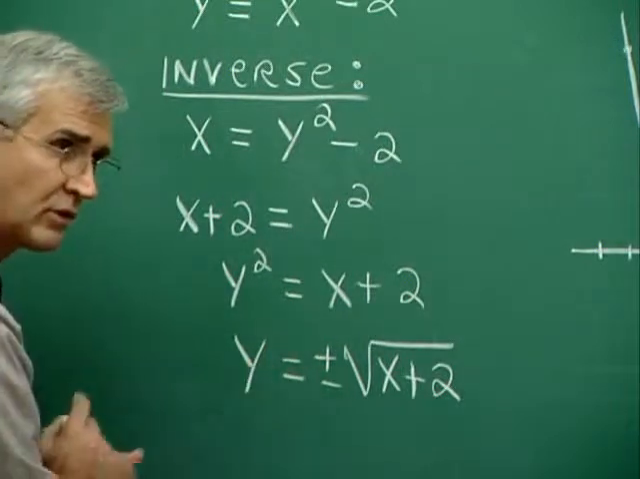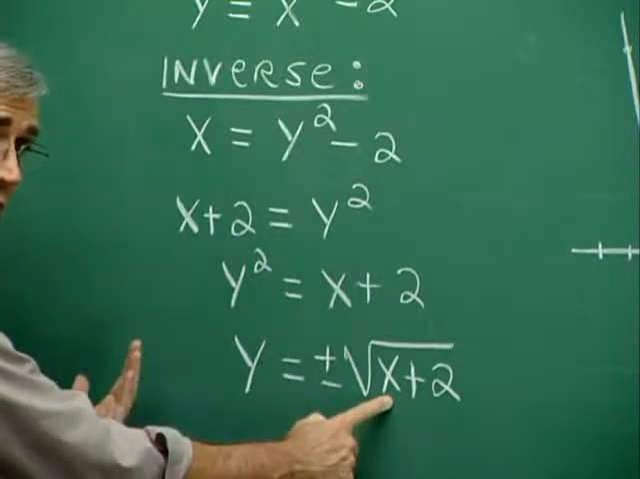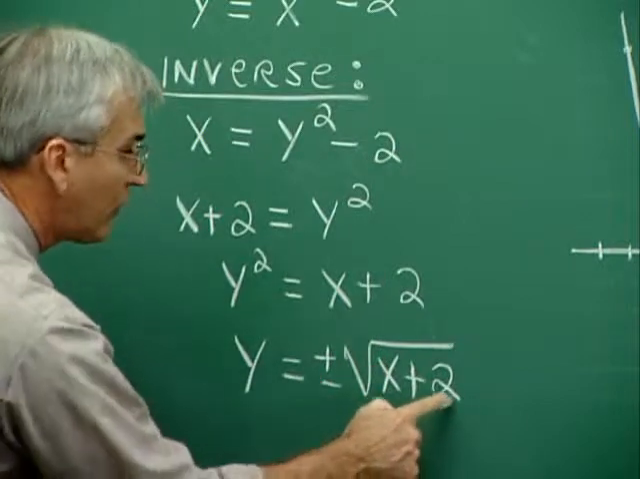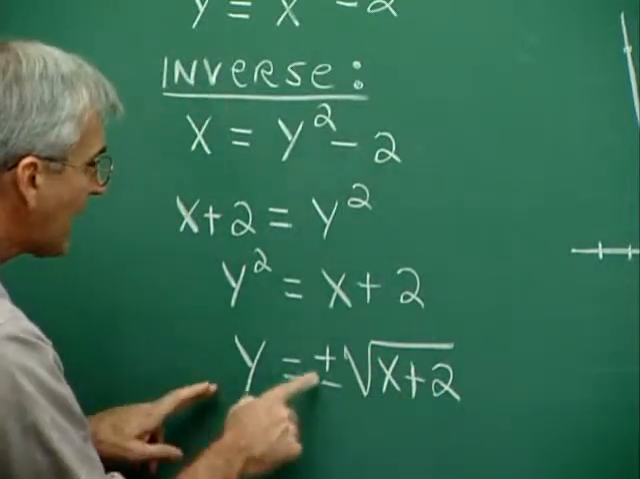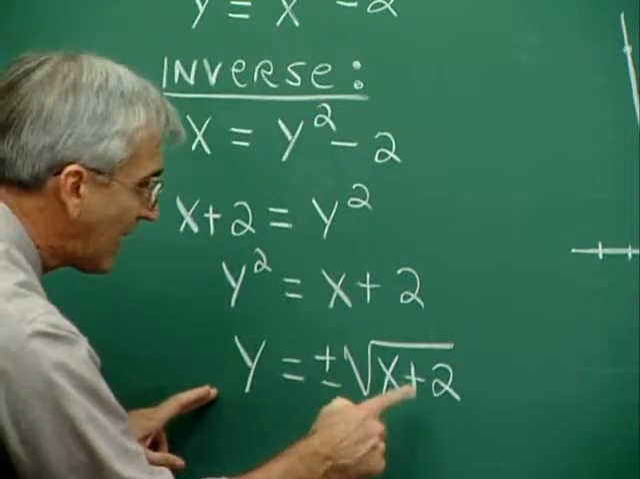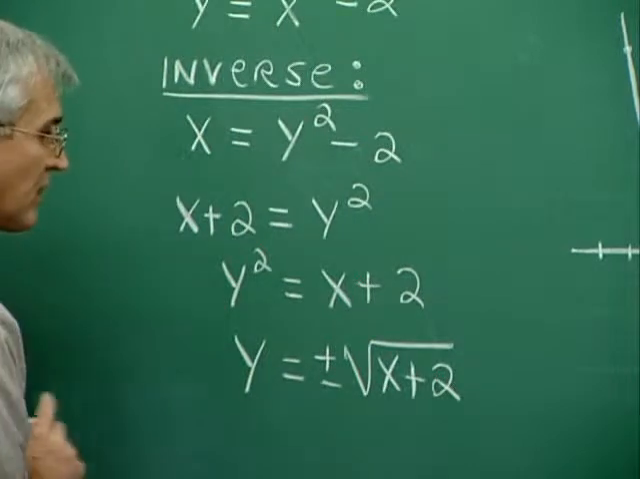That is, y is not a function of x, because a single value of x can generate 2 values of y. Namely, if x is 7, we have 7 plus 2, 9. So y is plus or minus the square root of 9, plus or minus 3. So when x is 7, y is plus 3 or minus 3. Therefore, we now have this function idea.